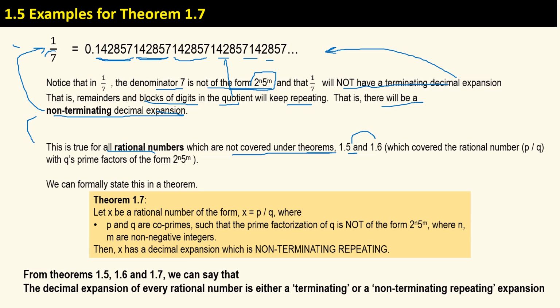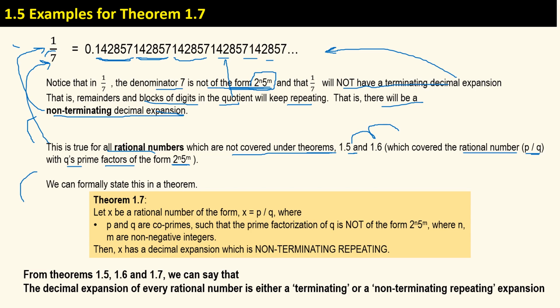But what do 1.5 and 1.6 cover? They cover all the rational numbers which are of the form p divided by q, where q's prime factors are of the form 2 raised to power n multiplied by 5 raised to power m. But here we are covering the denominators which are not in the form of 2 raised to power n and 5 raised to power m.